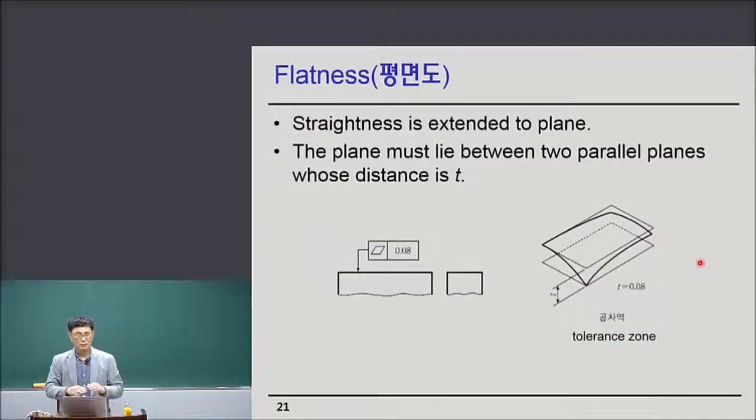Flatness is defined when straightness is extended to the plane. The plane must lie between two parallel planes whose distance is t. So the flatness of this surface should be 0.08. Then this real plane should lie between two planes whose distance t is 0.08.